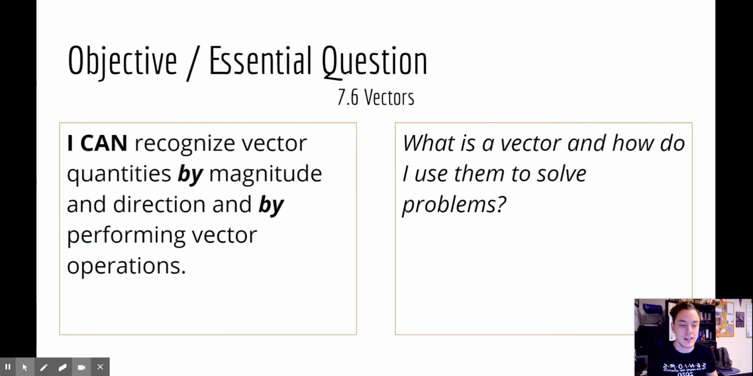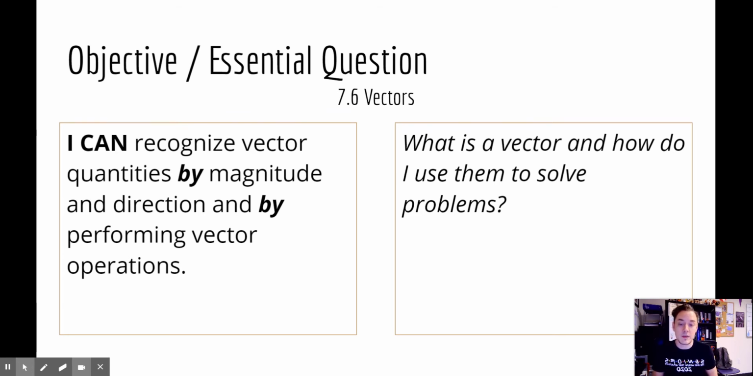7.6, now vectors. What is a vector and how do I use them to solve problems? I'm going to answer the first question primarily throughout the lesson, but this last question, how do I use them to solve problems, is a very sticky question. It's very physics involved, okay? And so I've always said, and it's totally true, that if science and math have a baby, you get physics. It's just what it is.